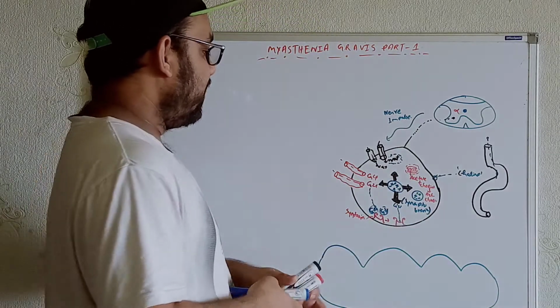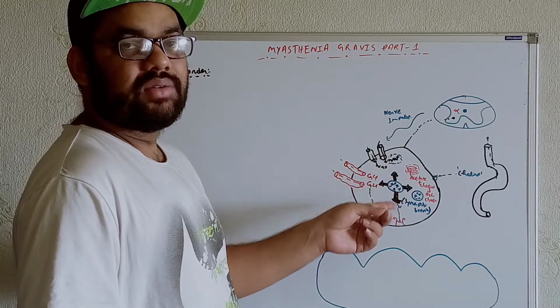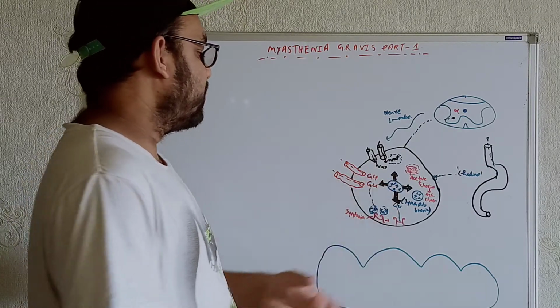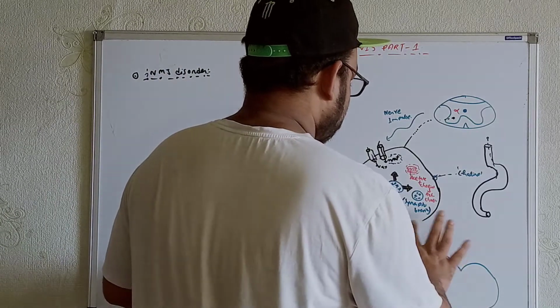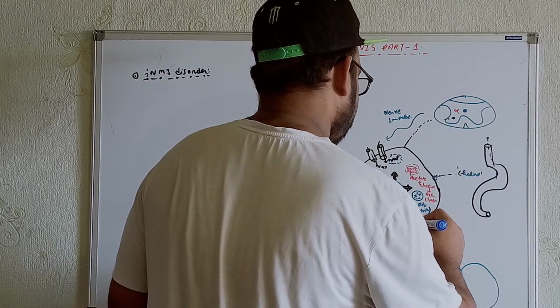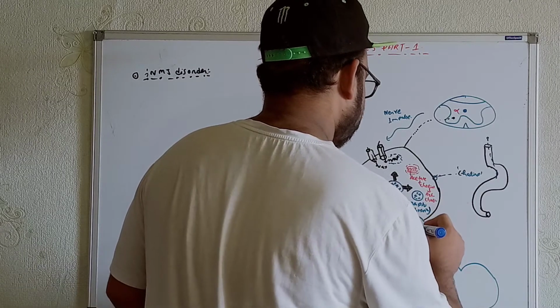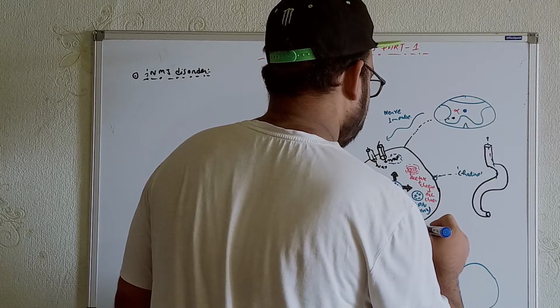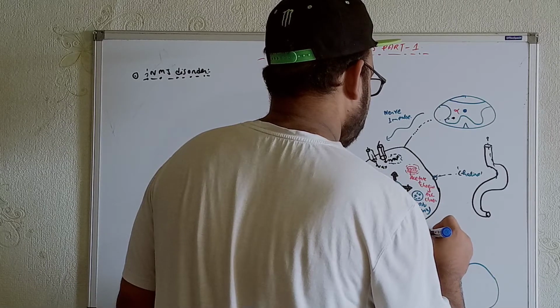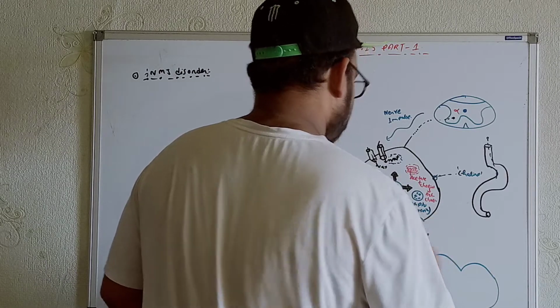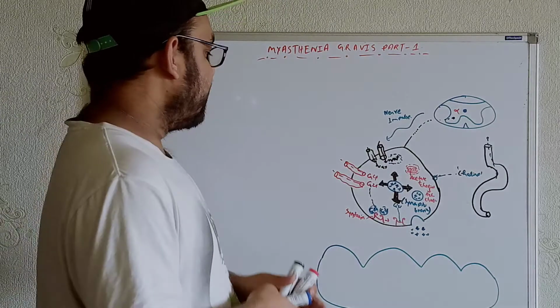After that we will see this vesicle get fused along with the membrane, and ultimately this vesicle will secrete what? The acetylcholine. That will release the acetylcholine. Now, what did I say up to this much?